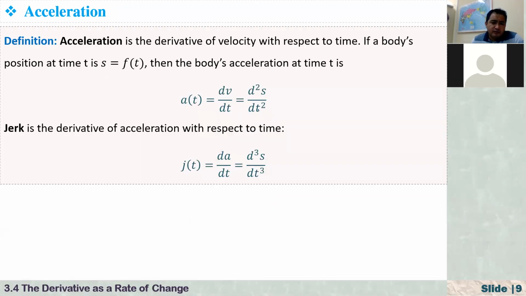Using these ideas, these derivatives, we can also define two other concepts. One is acceleration, another one is jerk. What is acceleration? Acceleration is the derivative of velocity with respect to time. If a body's position at time t is s equals f of t, then the body's acceleration at time t is given by dv/dt, which is d squared s over dt squared. That means if you differentiate our position function twice, we get acceleration. If you differentiate our position function once, we get velocity.